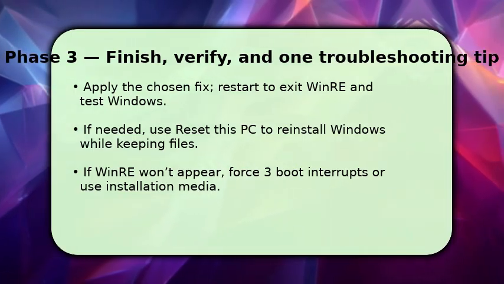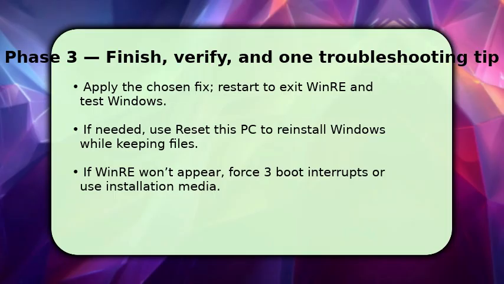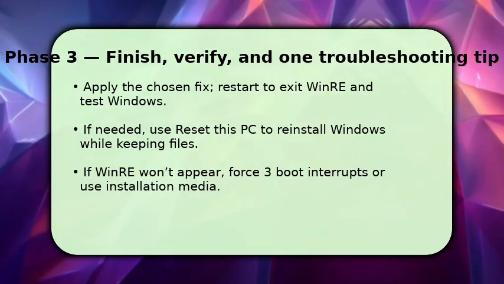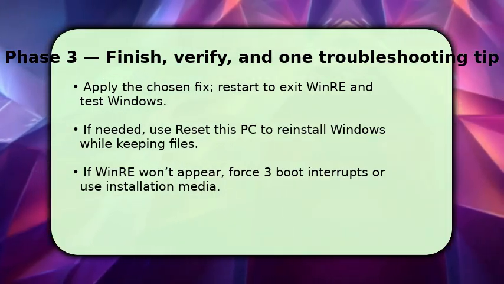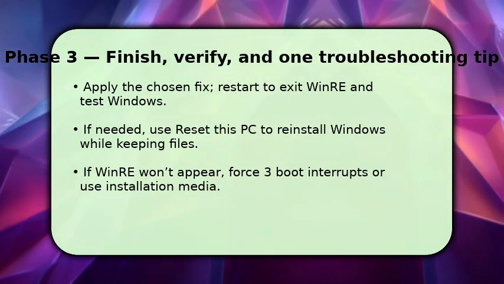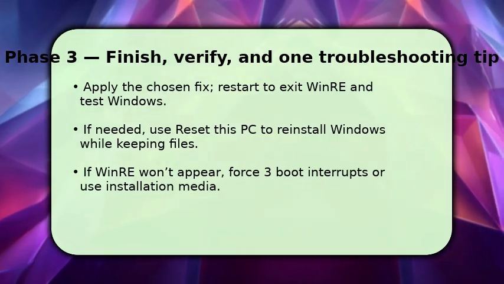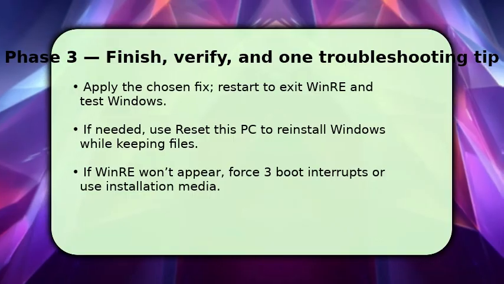If you can't reach WinRE with Shift plus Restart, force 3 consecutive boot interruptions, power off during startup, to trigger recovery, or boot from Windows 10 installation media, and select Repair your computer. That fallback ensures you can still access recovery.